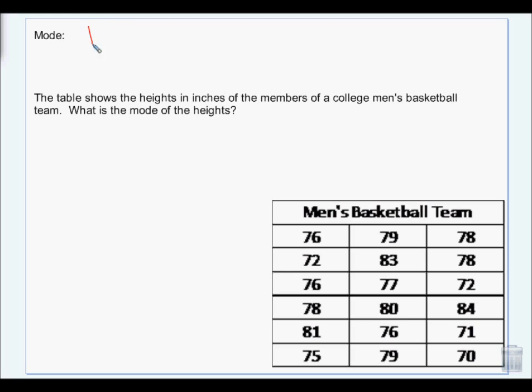Okay, the mode is the number that shows up the most often. Now normally the easiest way to do that is to put them in numerical order, because then you can see that there'll be a bunch of them sitting right next to each other. And plus, a lot of times you're asked to find mean, median, and mode, and so putting them in order helps you to find the median, and it also helps you to find the mode.